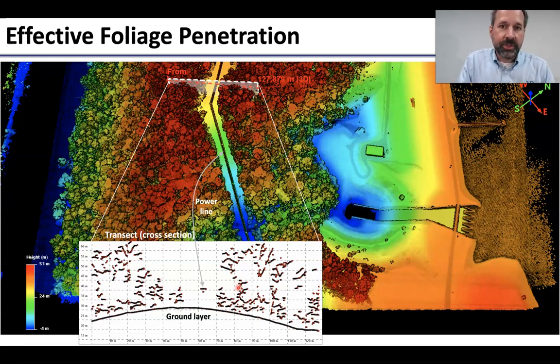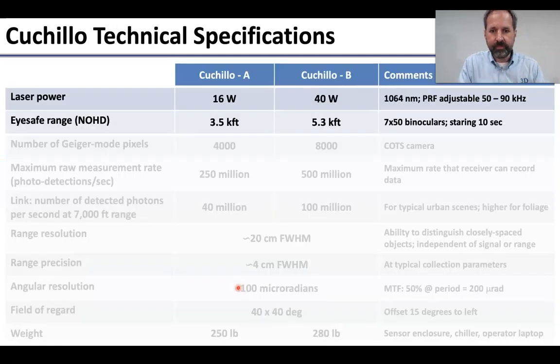So I'll just assure you that Geiger-mode LiDAR is used on a daily basis very effectively for poking through very dense tree canopy and seeing what's going on the ground. I'll quickly walk you through some of the technical specifications of this sensor.